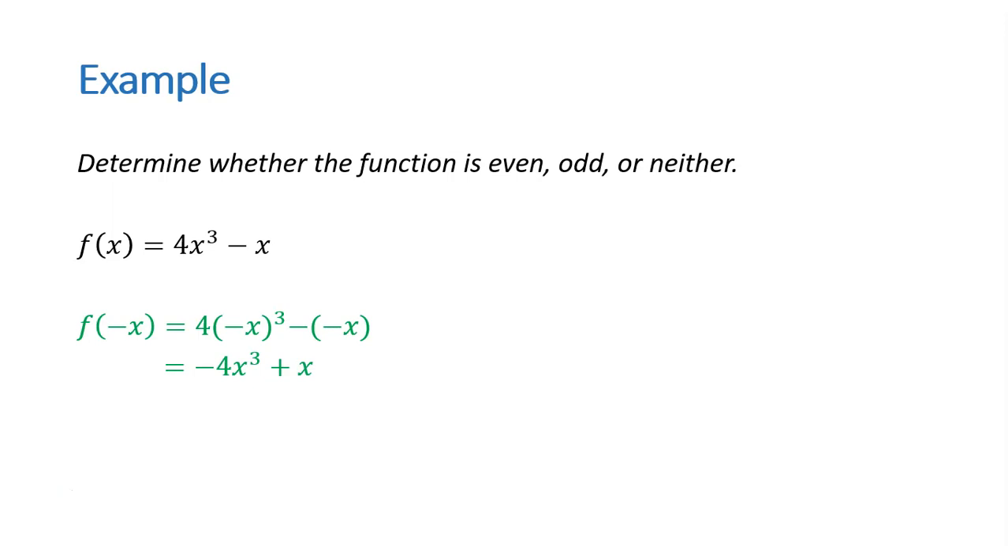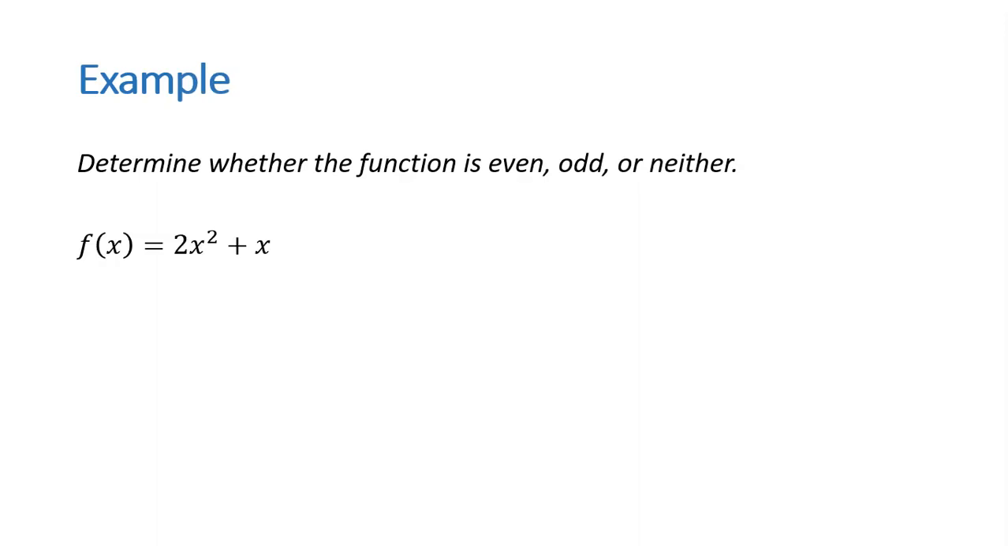So the signs are definitely not the same as the original function, but notice that both signs are flipped. So in the original function, it was a positive followed by a negative. Well, now we have a negative followed by a positive. Both of the signs have flipped. This means that this is an odd function. So if we were to graph this function, this is going to have origin-based symmetry.